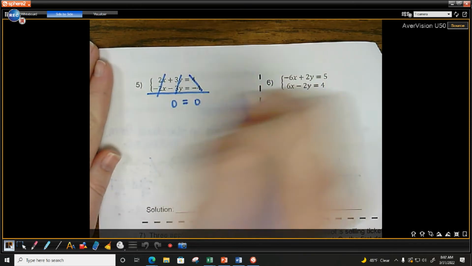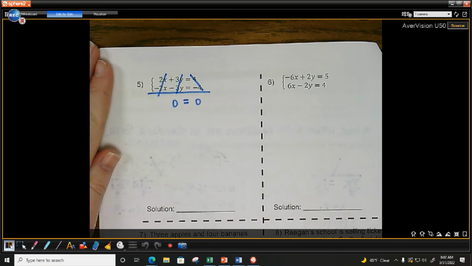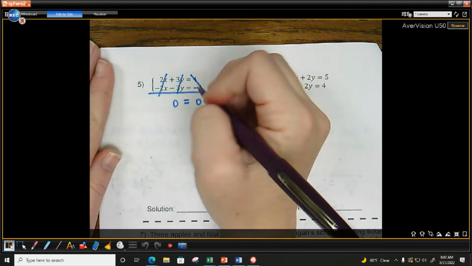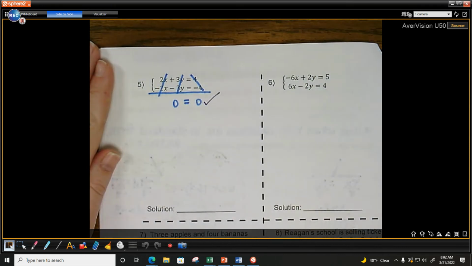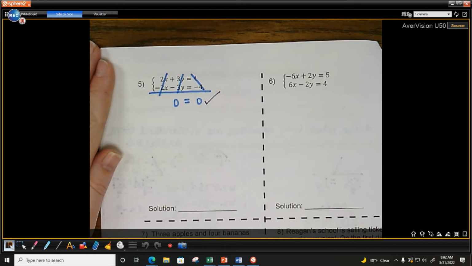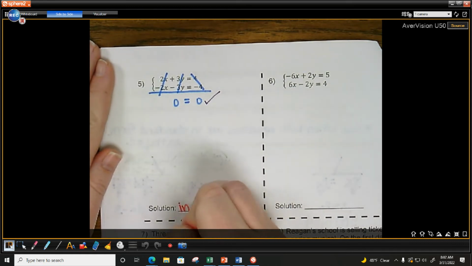So again, when we are solving, our goal is to find the value of the variables. Do I have a variable? So we're done. Okay? Is this a true statement or a false statement? This is true. So if this is true, remembering from last class, what do we think our solution is? Infinitely many solutions.